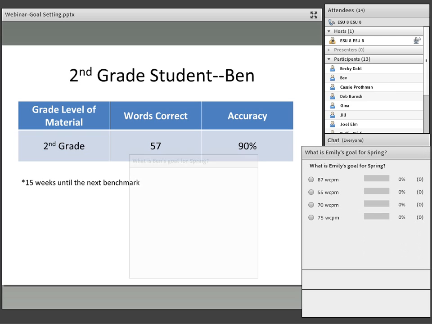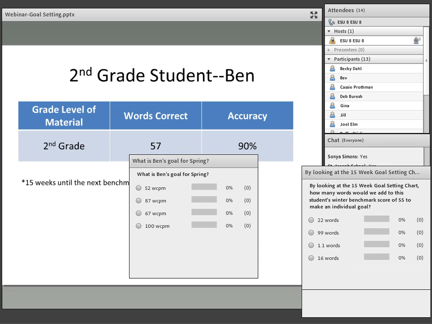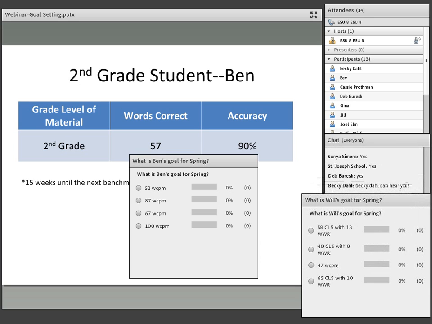What do you think is going to be Ben's goal for spring? So go ahead and fill in the poll for your choices. Do you think it's going to be 52 words correct in a minute, 87 words correct in a minute, 67, or 100?